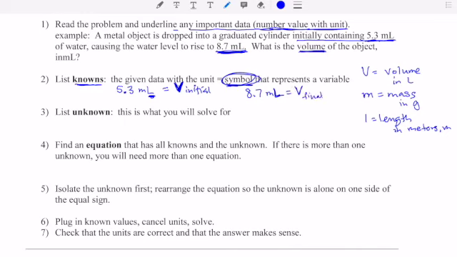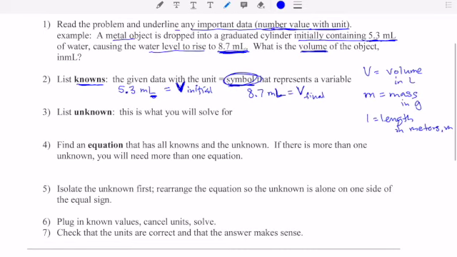So what happened, going back to reading this, is a metal object was dropped into that graduated cylinder, and caused the water level to rise. That's a result of dropping the metal object into the water. So this is then solving for an unknown. What you're trying to solve for is the volume of the object.